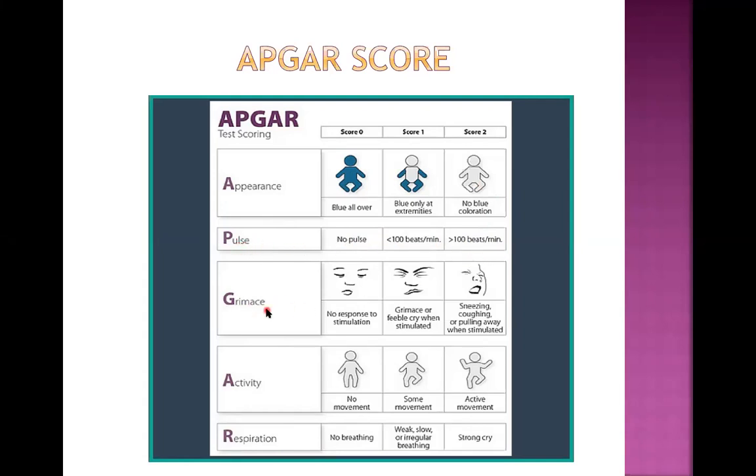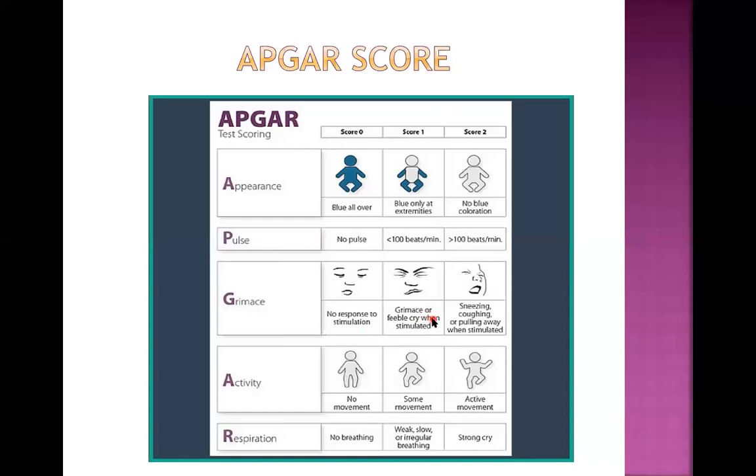Third is grimace. Now look at here. No response to stimulation. Now how do I give stimulation to the baby? It is done by the suction tube, a very small tube which is attached to the suction machine, that will be inserted or put inside the nose of the baby, and we see the facial response of that baby. If there is no response to stimulation like that, 0 score in grimace.